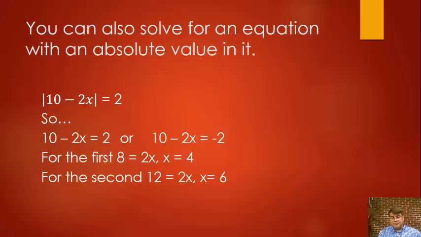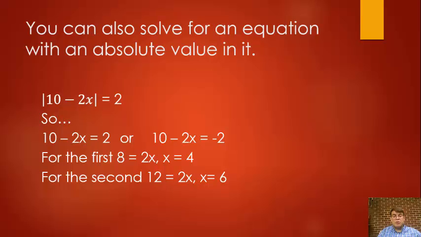For the second one, if I add 2 to each side, I'm left with 12 on the left, and then if I add 2x to each side, I'm left with 2x on the right, and the 2x on the left cancels. So 12 equals 2x. Divide both sides by 2. That gets rid of the 2 in front of the x, and leaves me with x equals 6.